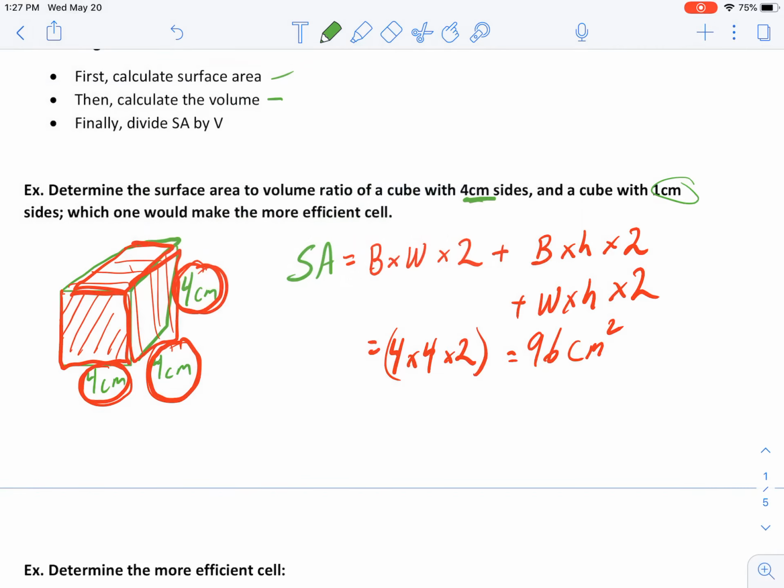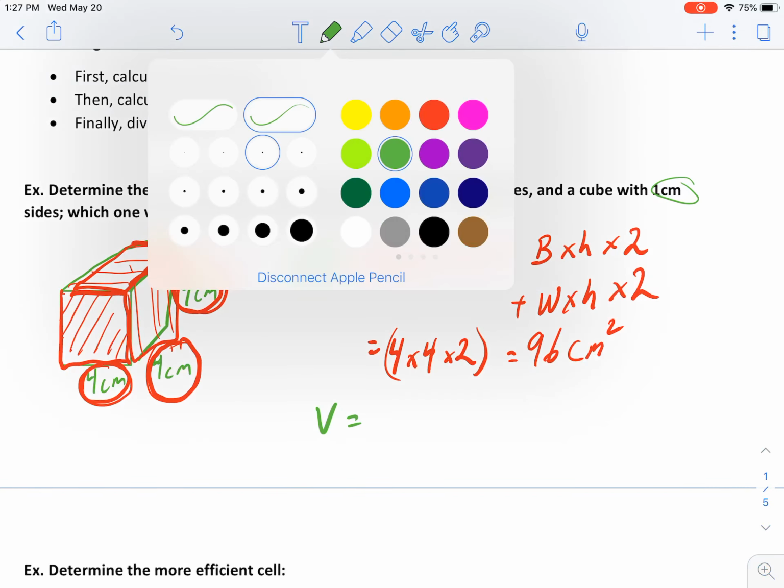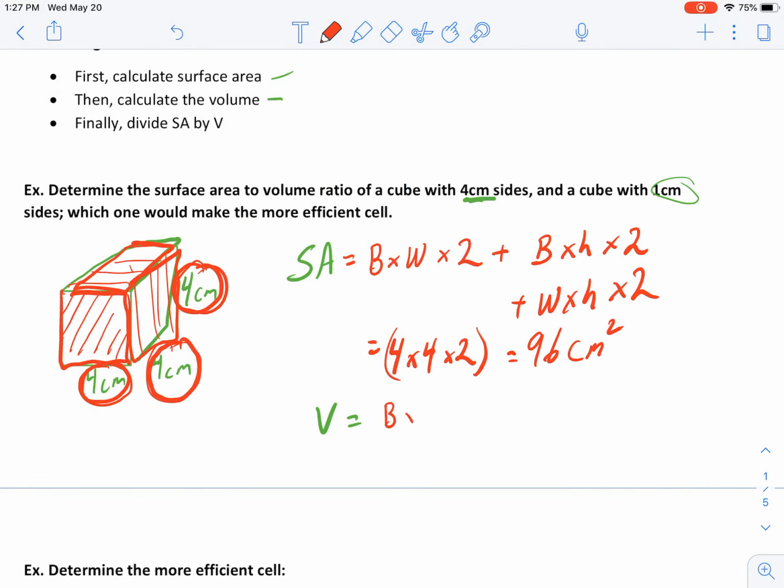Now let's look at our volume. The volume for a cube is base times height times width, which in our case is super easy. 4 times 4 times 4 equals 64 centimeters cubed.